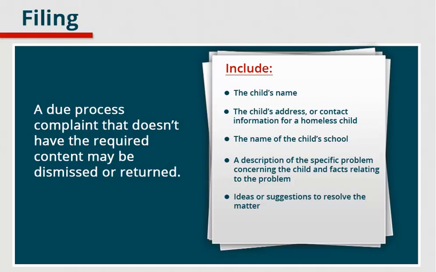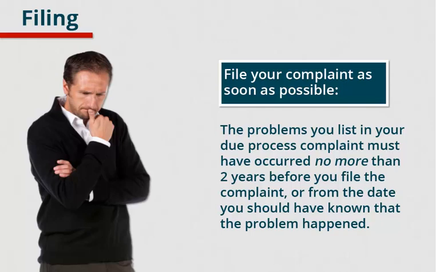Unless an exception to the time limit applies, the problems you list in your due process complaint must have occurred no more than 2 years before you file the complaint, or from the date you should have known that the problem happened. In some states, the time limit for filing is less than 2 years, so it's important to file your complaint as soon as possible.